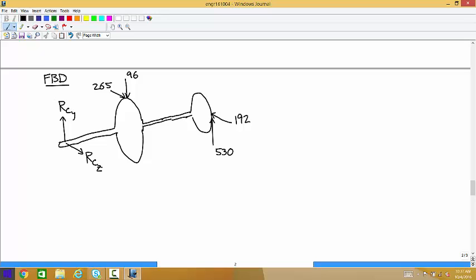And what about the couples? So these pin joints can provide those two couples. But we're dealing with these two axial pin joints, and so we're going to leave those off. Right.